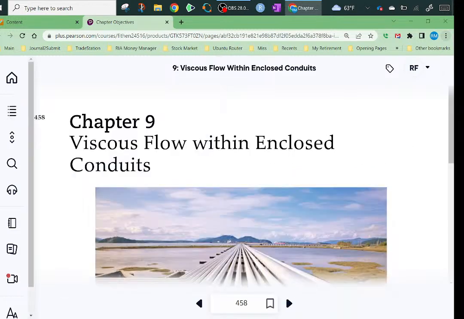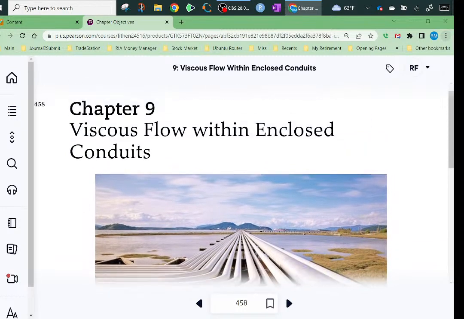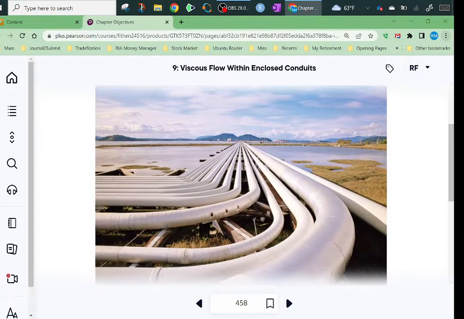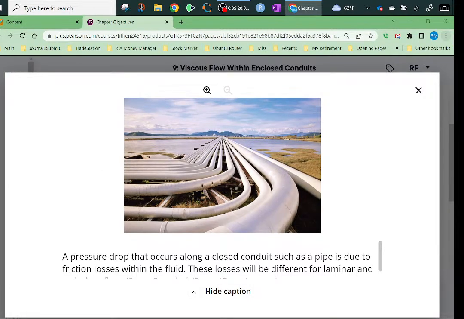Okay, so I'm going to buzz through this one really quick. He's talking about chapter 9, so about enclosed conduit. So that's square around any sort of thing. But this picture here shows a bunch of pipes that are obviously round.